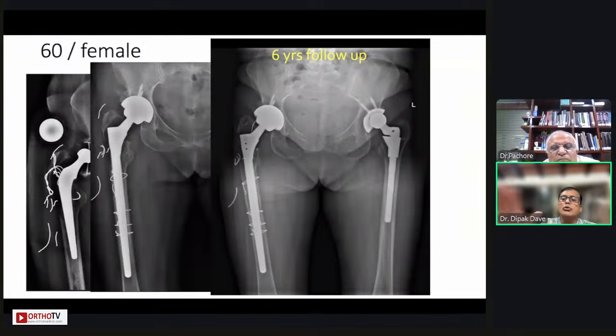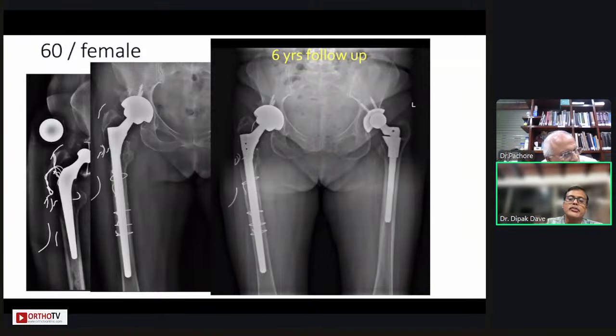Patient is doing well, and now the patient has got pain on the left side. She came for the left hip pain, and you can see on the right side, you can see the proximal metaphyseal region. Compare the pre-op X-ray, 2 years down the lane, and now 6 years down the lane.